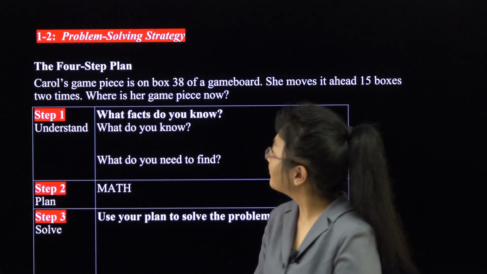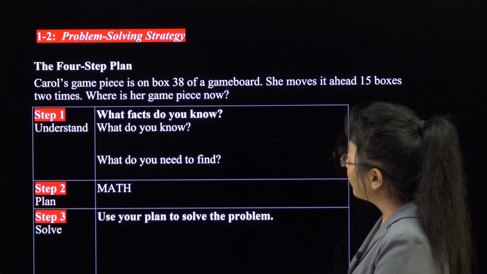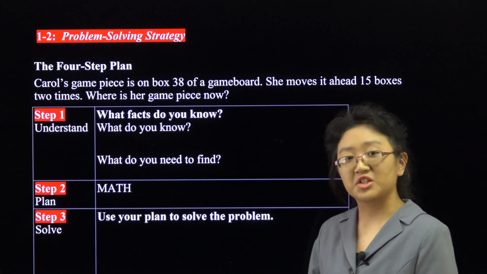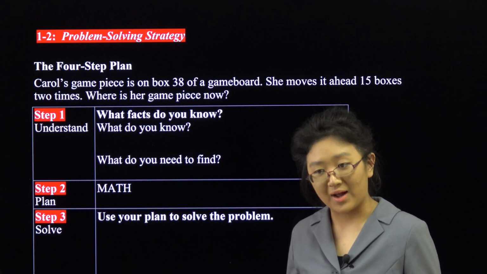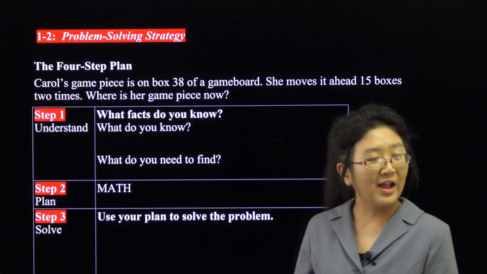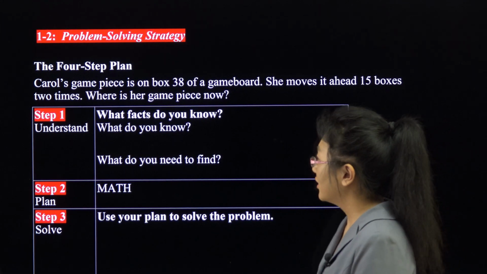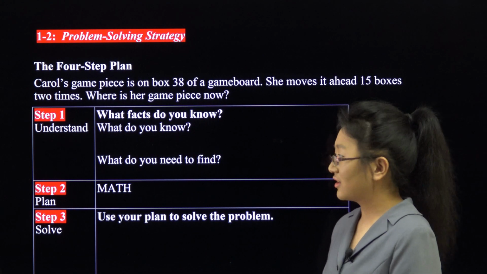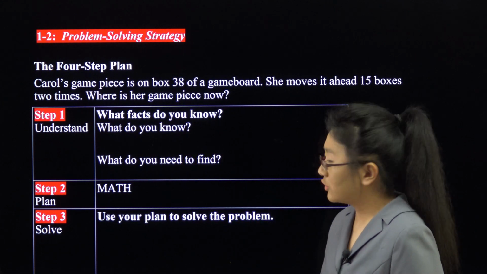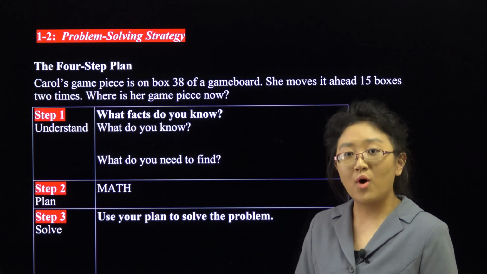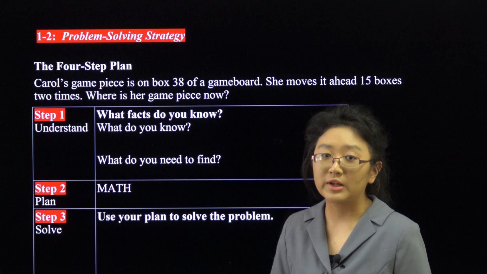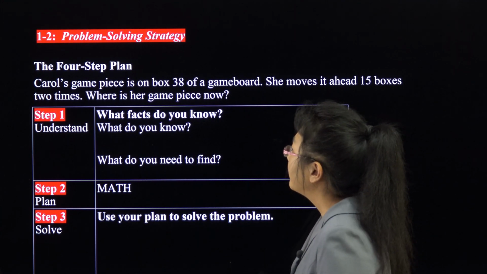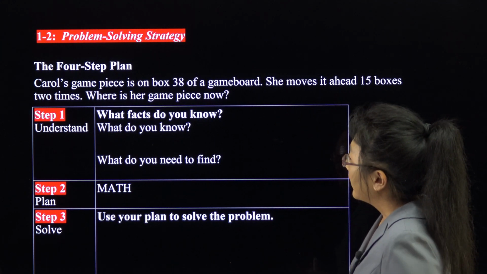This is section 2. The four-step plan. The four-step plan is a plan that subconsciously goes in everybody's minds. Why? Because every time we read a question, no matter how much time you've spent doing math, you technically do all these 4 steps. Step 1 is understand. Step 2 is plan. Step 3, solve. Step 4 is check. Here's how we do it.